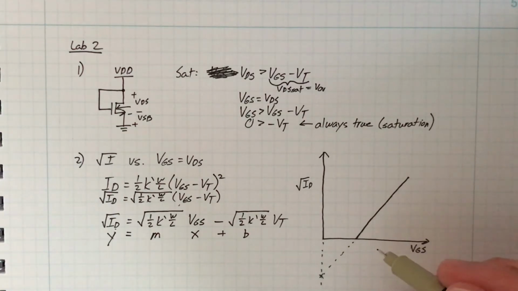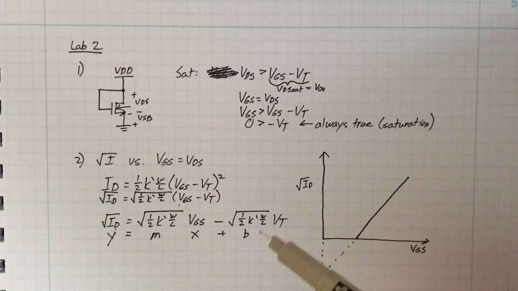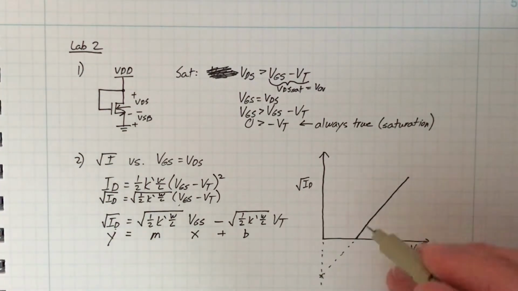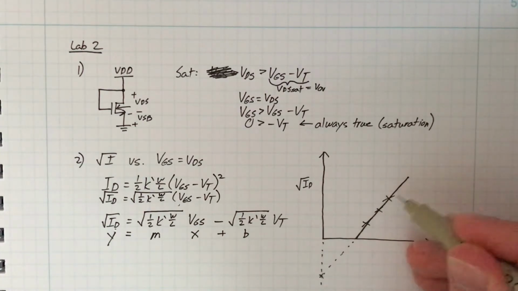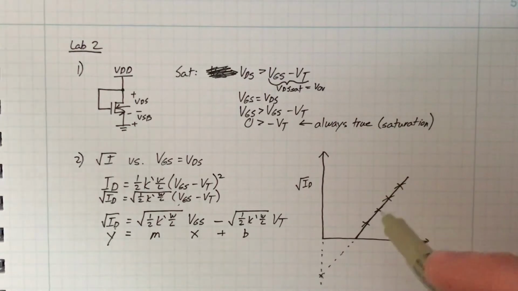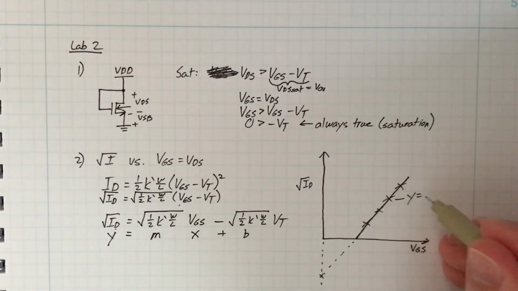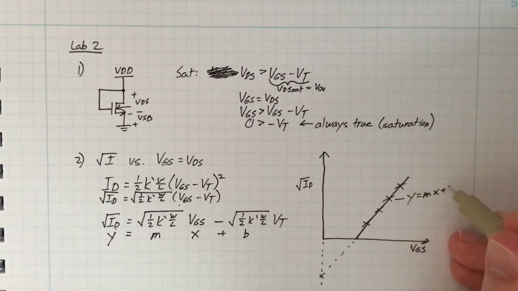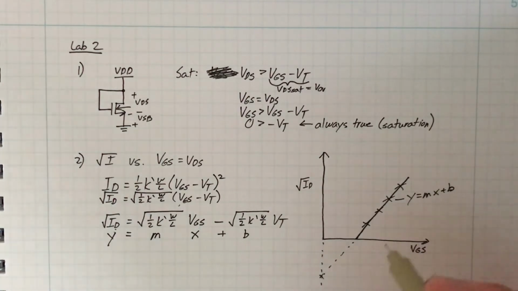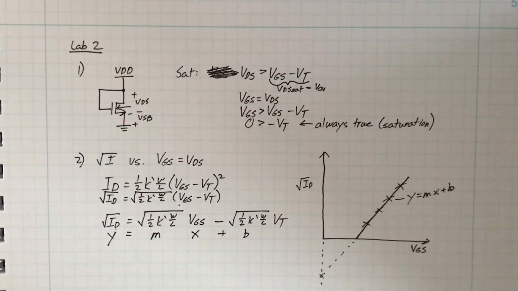And from this, we are able to determine VT and K prime. So if we have multiple data points, which we're going to do in the lab, we can get a best fit line, y equal to mx plus b, is what Excel or MATLAB or whatever tool you use will spit out. You can use this equation that it gives you, map it back to this equation here, and you can figure out what VT is and K prime.